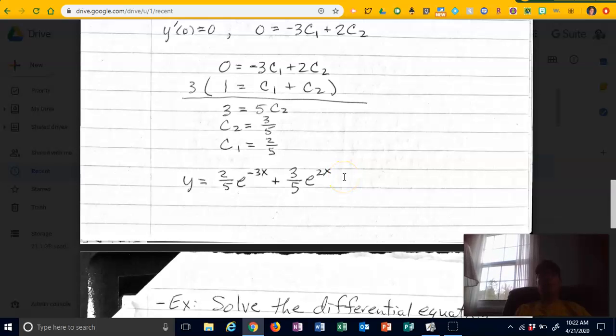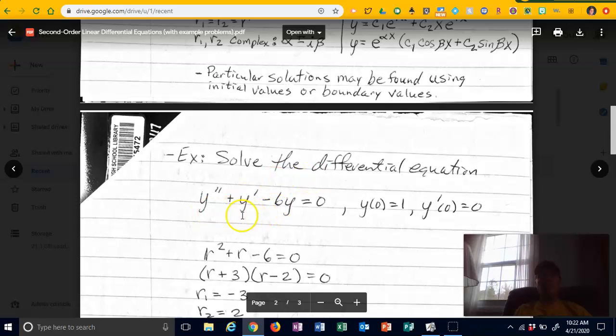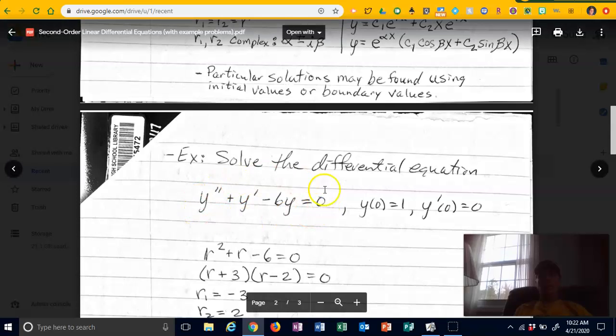And that is our particular solution to this second order homogeneous linear differential equation right here.